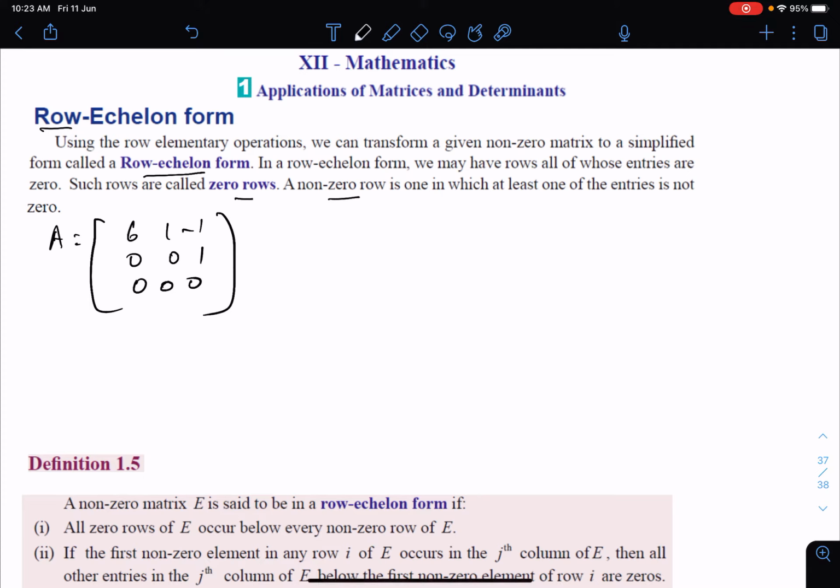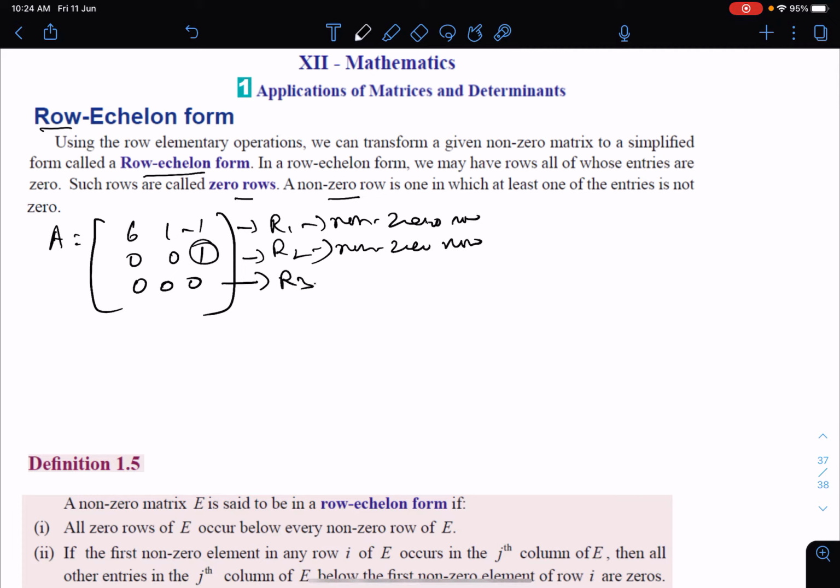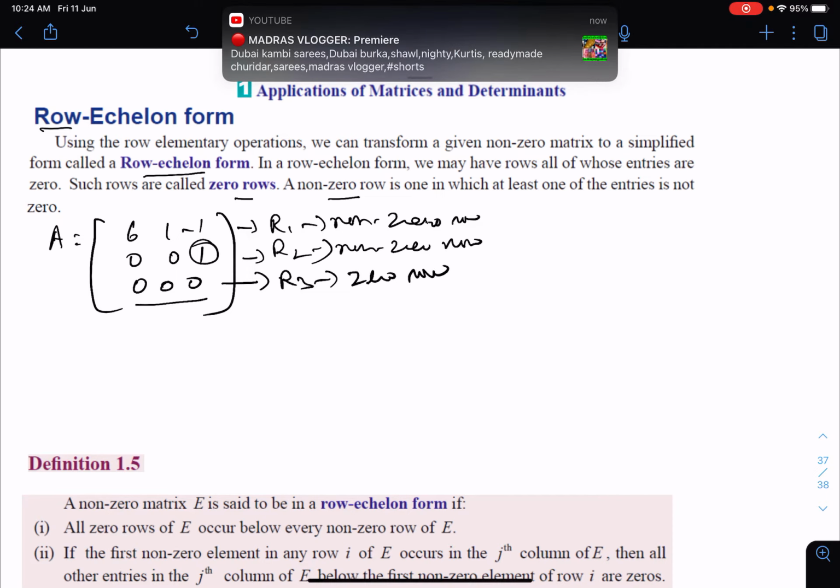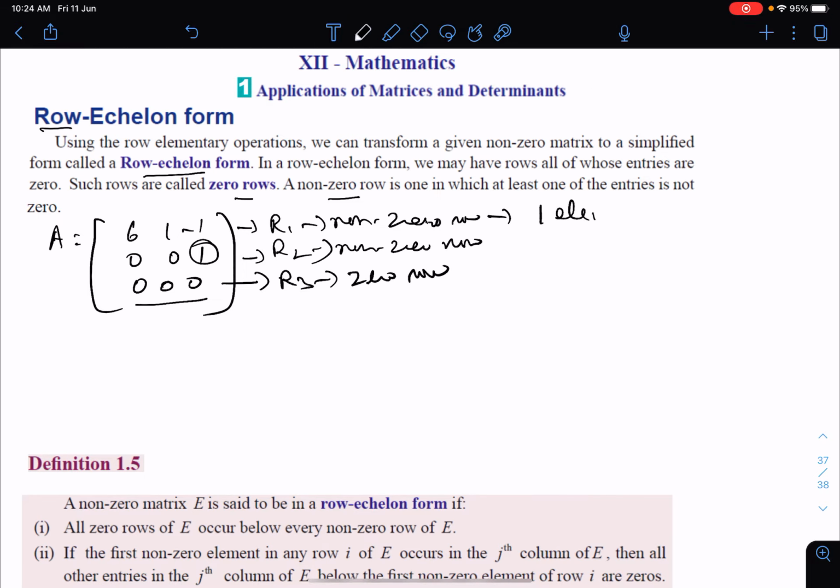What is a non-zero row? A non-zero row means it should contain at least one non-zero element. Here, row 1 is a non-zero row. Why? There are no zeros. What about the second row? This is also a non-zero row, because at least one of its entries is non-zero. And the third row is a zero row, because all the elements are 0. So this is called the zero row and the other two are called non-zero rows. If one non-zero element is present, it is called a non-zero row. So it is going to be based on this non-zero row.